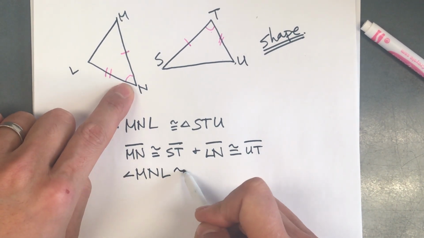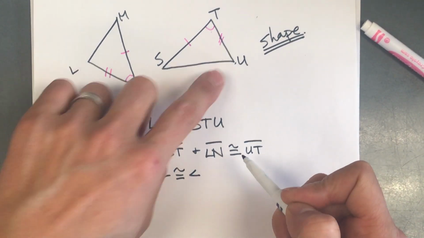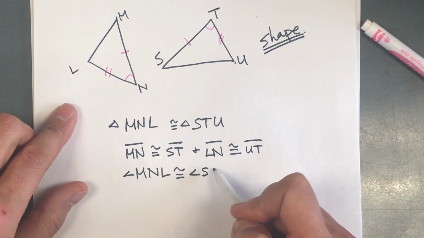We also know that angle MNL, which is this one, is congruent to angle STU.